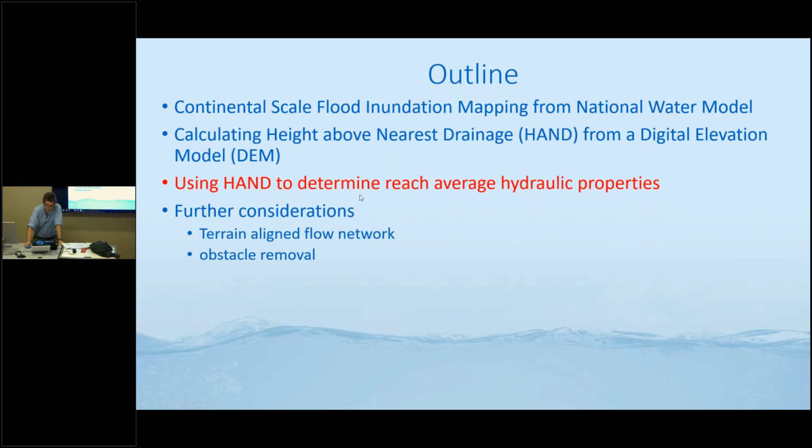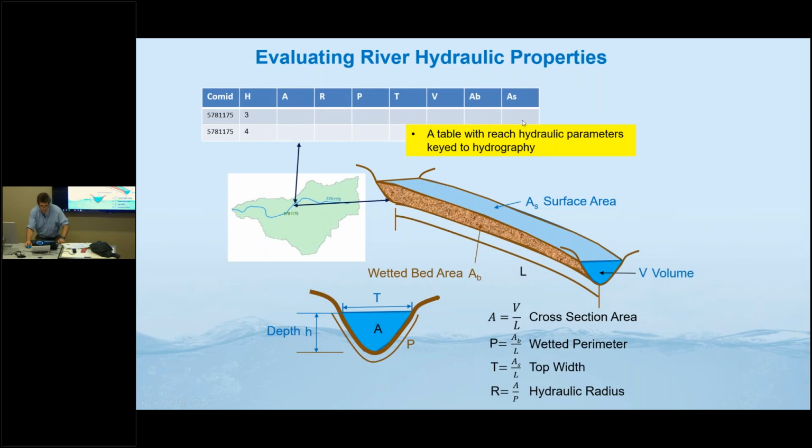Then this is the cool part, thinking about reach average hydraulic properties. So some of you've probably seen the sort of work that people have done with trying to route flow down rivers, the HEC-RAS program that has a whole bunch of cross sections. What this approach does is, instead of taking cross sections, tries to take the digital elevation model and the height above nearest drainage and use that entirety along a reach. So we're looking to have a table and build up the reach hydraulic properties.